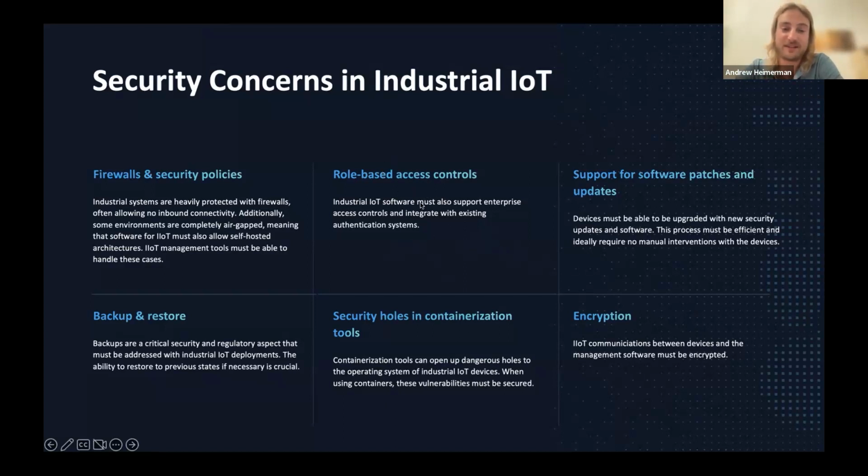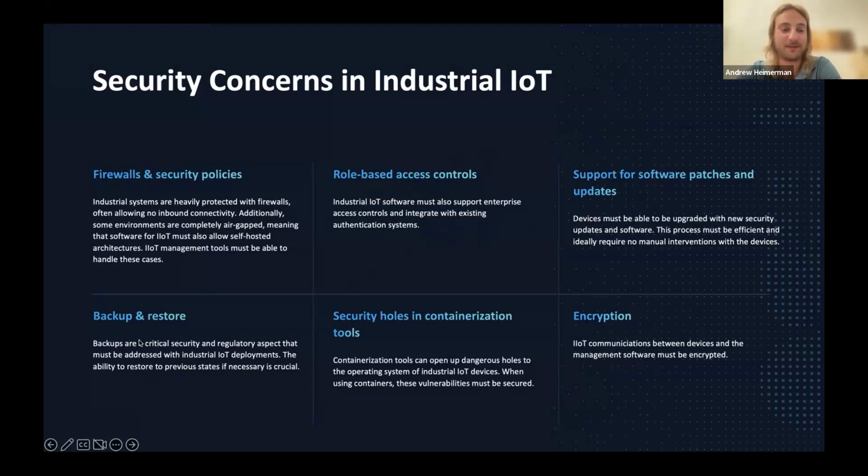Industrial IoT obviously also requires role-based access controls. So not everybody should be able to deploy new applications or do those edge jobs like I just showed you there. So how do we deal with that? That's a big question that Portainer answers. Software patches and updates, I just briefly spoke about.